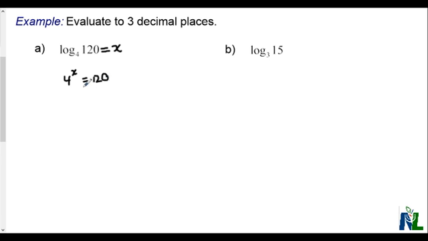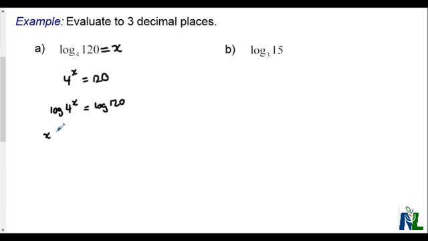The problem I encounter here is that I can't write 120 as a base of 4, and even if I tried to write these both as a base of 2, it still wouldn't work out. So what I'd like to do instead is take the log of both sides. Say log of 4 to the x equals the log of 120. I can do this because I have an equation, so if I do the same thing to both sides, I won't affect the equality.